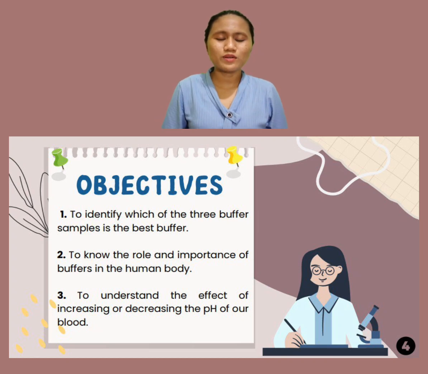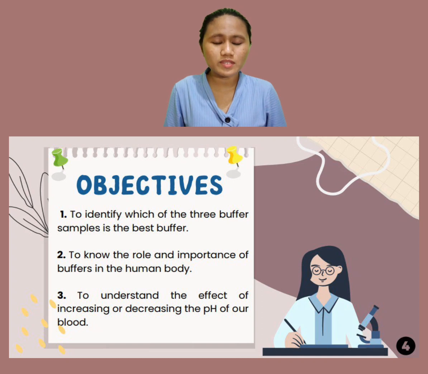Thank you, Ms. Iturralde. For the objectives, throughout the experiment, it was expected first to identify which of the 3 buffer samples is the best buffer. Second is to know the role and the importance of buffers in the human body. And lastly is to understand the effect of increasing or decreasing the pH of our blood. Overall, the significance of this experiment is for us to determine the best buffer among the materials, to understand how a buffer resists changes in pH upon the addition of acid or base solutions, and how a buffer is used in a real-life situation. Through this, we will gather new knowledge.